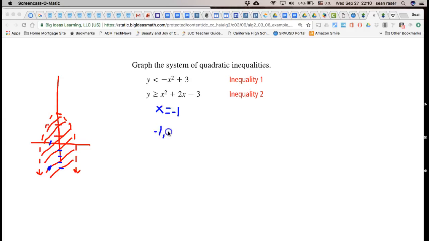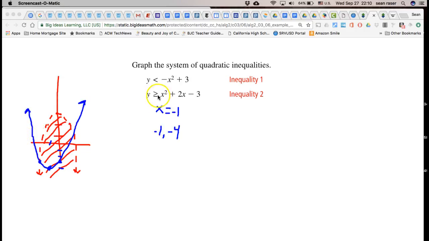Now, in this case, we know that this is a parabola that opens up because it's positive. So our parabola is going to look like this. And again, we can just plug in a value. If we plug in 0 for x, we get -3. So we know that we've got a point there, and that means we have another point right here. Now, because this is greater than or equal to, we know that this is going to be a solid line that goes through like this. Solid line like that.